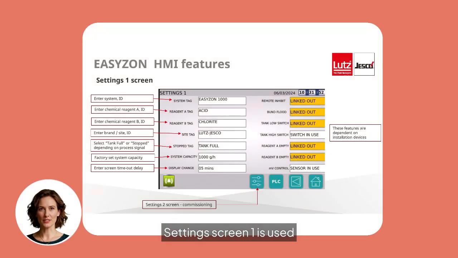Settings Screen 1 is used during commissioning. Here we define system, reagent, and site tags, select the stopped condition, confirm factory set capacity, and set display timeout. We also link external signals such as remote inhibit, bund flood, and tank level switches, depending on installed devices.